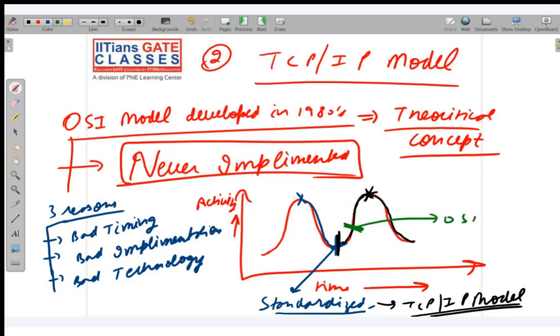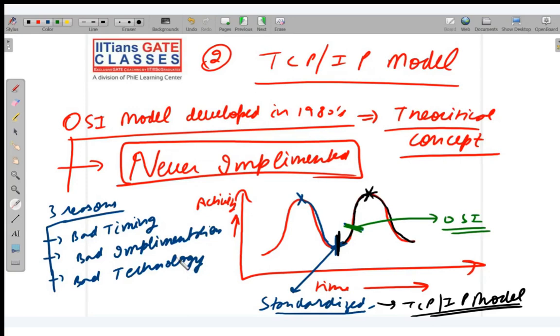So obviously it was bad timing. Why? Because standardization had been done and lots of big businessmen had already invested lots and lots of money in the TCP/IP model, and businessmen are generally very stiff. So when a new technology comes, why will they invest in that? They will say, I have already purchased the things, why will I do the things again and again, and so on. So it was bad timing. The basic reason was bad timing. That means it came late into the picture. It should have come earlier, or you can say exact timing should be there, but it came late. That was the basic reason why this model failed, because lots and lots of investments were already done. So now nobody tried to shift to this model.